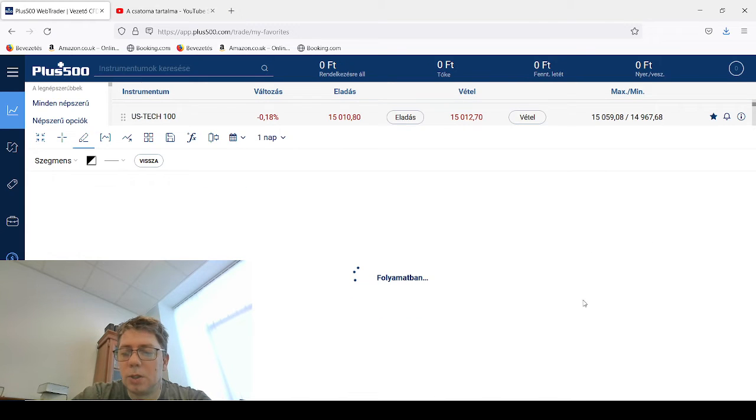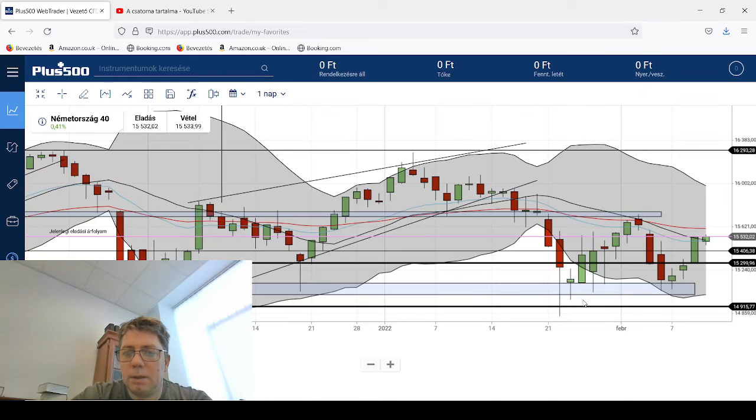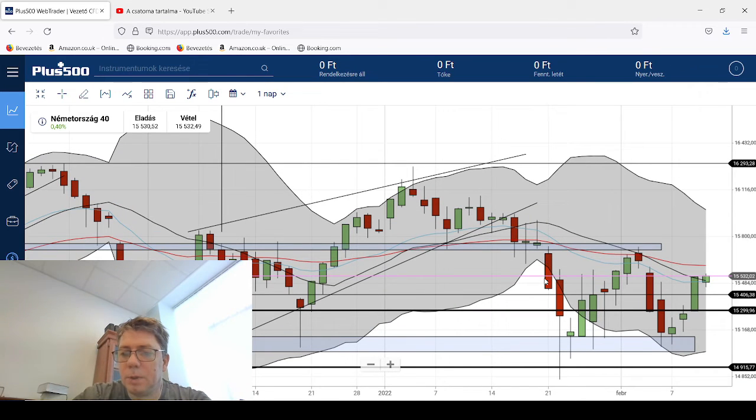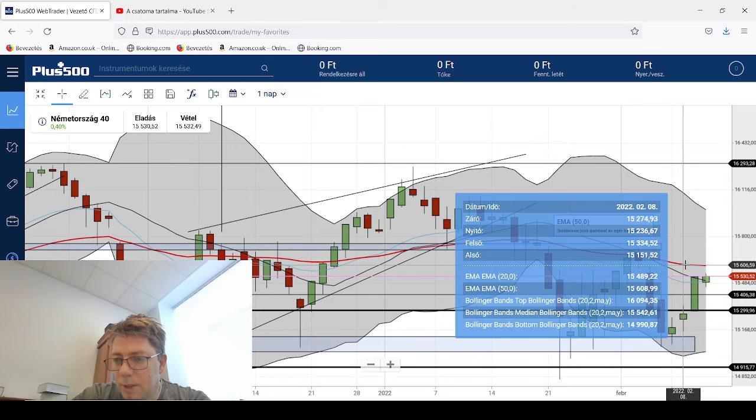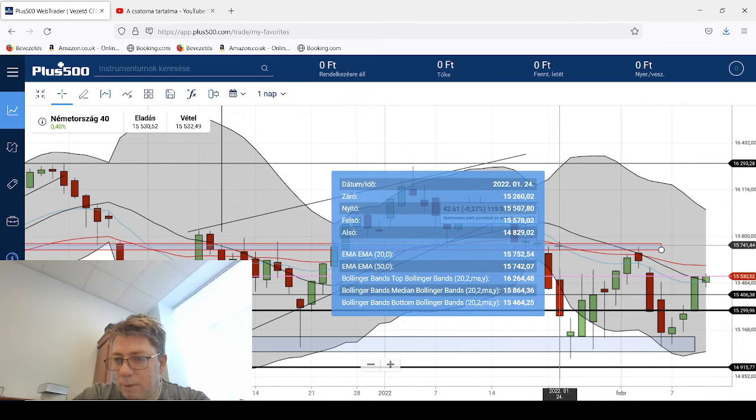This is the daily chart on the German index. And similar situation, we have a W pattern, but we haven't come up to the neckline yet. We need to get above the 50-day EMA. Probably we are on our way to the 50-day EMA, which is 15,600. Once we are above there, I think we will be on our way to this area.